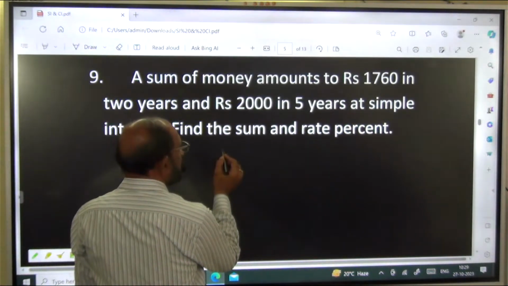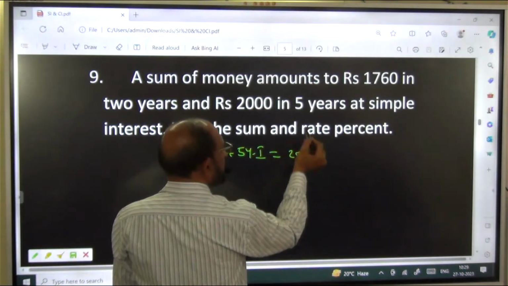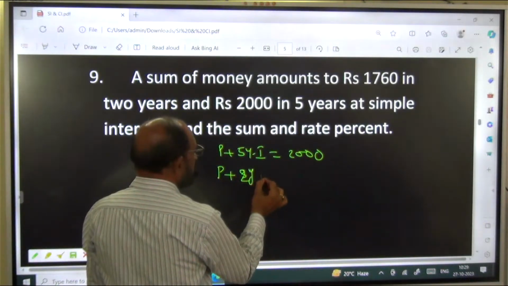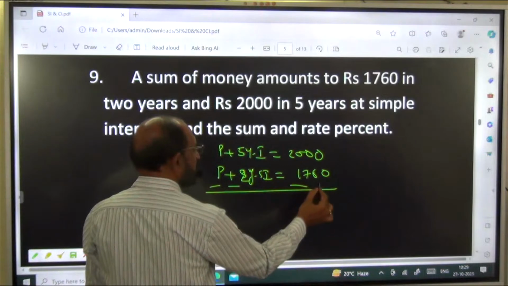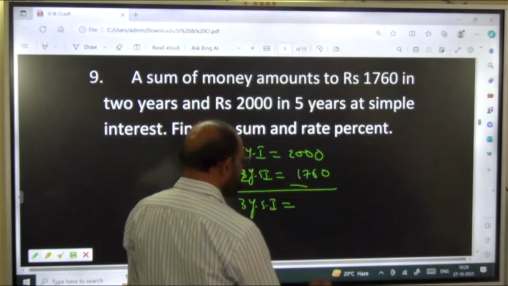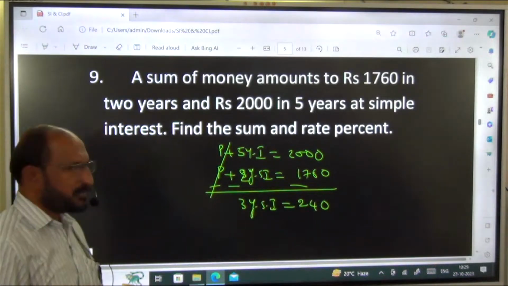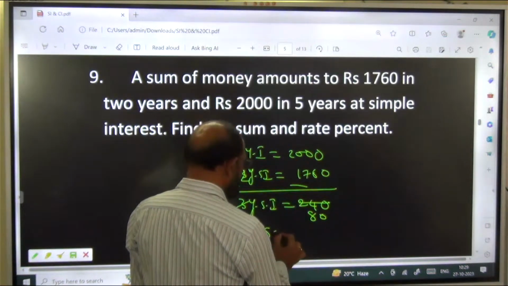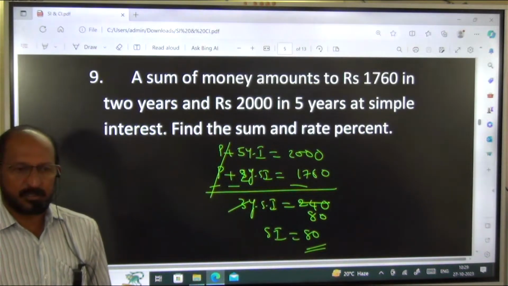The principal will be the same in both the cases. What is that? Principal plus 5 years interest is equal to 2000. Correct? Principal plus 2 years simple interest is equal to 1760. Same principal, na? Subtracting, 3 years simple interest we will get, how much? 240, na? 7, 8, 9, 100. So 240. 3 ones, 3 eights, 80 rupees. Simple interest is equal to 80 rupees. We got that.